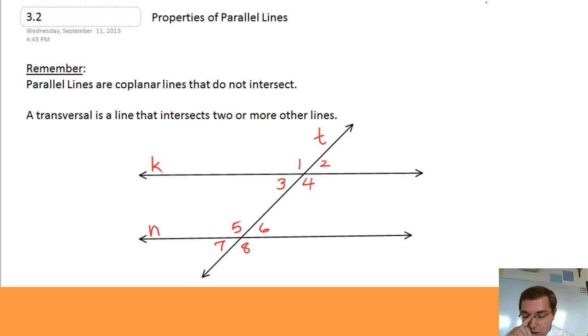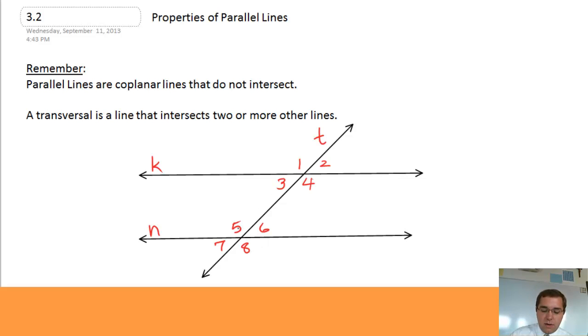We have a number of angles that are formed when that transversal cuts through those parallel lines. We have 8 angles, and we have different names for some of those angles. Angle 3 and angle 5 are called same side interior angles, and so are angle 4 and angle 6. They are on the interior of the parallel lines, and they're on the same side of the transversal. So angle 3 and angle 5 are same side interior angles. Angle 4 and angle 6 are same side interior angles.